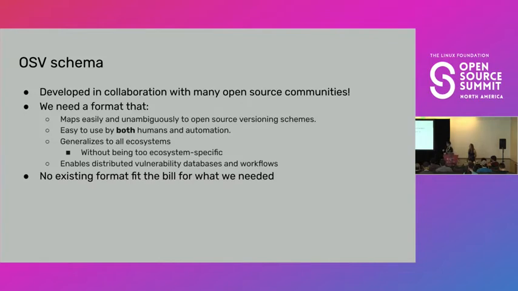We want it to be easy to use by both humans, so humans should be able to read it and understand what's going on, as well as automation, so machines can automate on that advisory. And we also wanted to generalize to almost all open source ecosystems, but not in a way that requires consumers of these advisories to have to understand the intricate version constraint rules of that particular ecosystem. And more ambitiously, we want to build an ecosystem of distributed vulnerability databases and workflows for open source around this format, as well as easy-to-use tools around this format that everybody can use. And we really just couldn't find any existing formats that fit the bill and satisfy everything here.